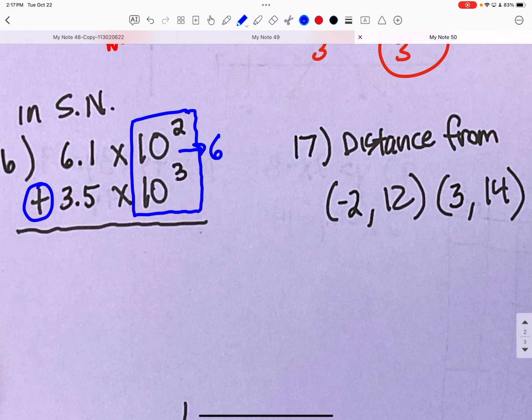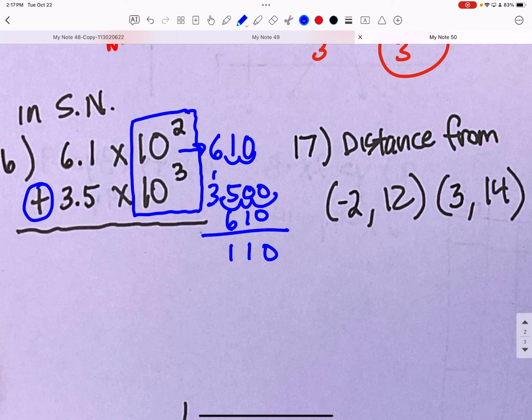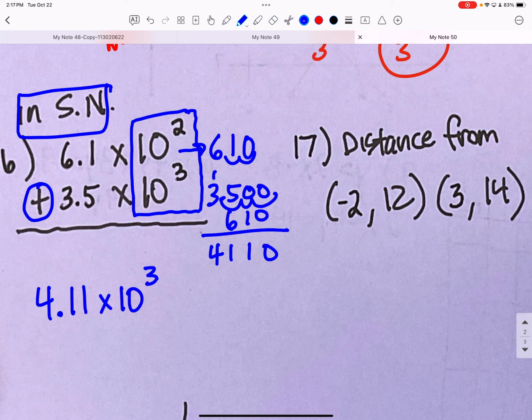I have to turn 6.1 and move the decimal over 2 times, so this is 610. I have 3.5 and move the decimal over 1, 2, 3. This is 3050. 3050 plus 610 is 3660... 4110. But it says in scientific notation, so this is 4.11 times 10 to the 3rd. You put the decimal after the first number and say, I would have to move it over 3 times.